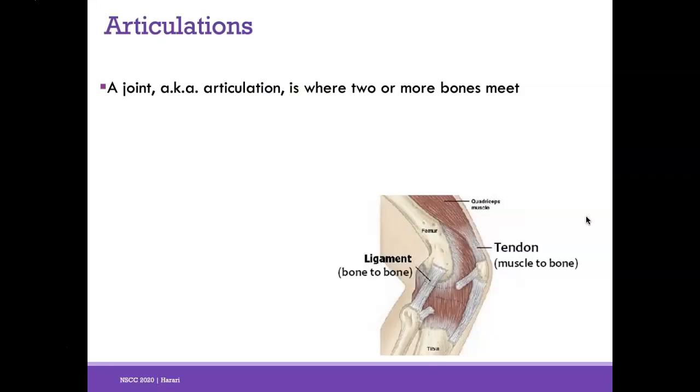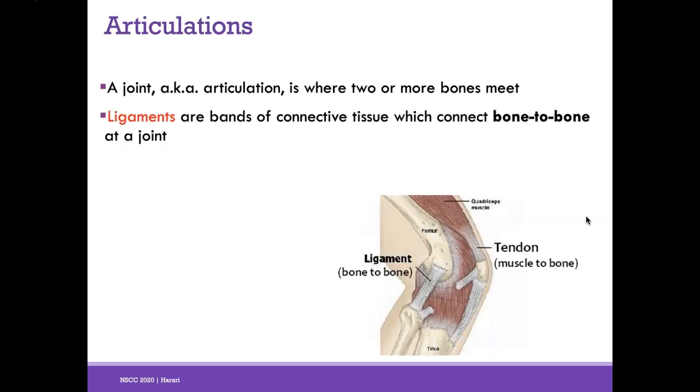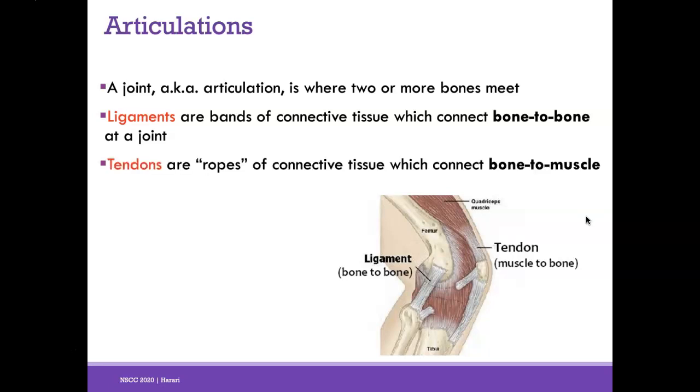Now that you have an overview of joints, we'll talk about what joints actually are. A joint is also known as an articulation, and it's basically where two bones meet. When two bones meet, we call that an articulation. Ligaments are bands of connective tissue which connect two bones at a joint. So a ligament is a bone-to-bone connection. And think to yourself, what type of connective tissue are ligaments made out of? You should think about that because that's coming up.